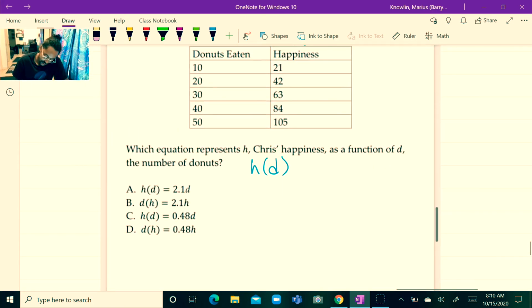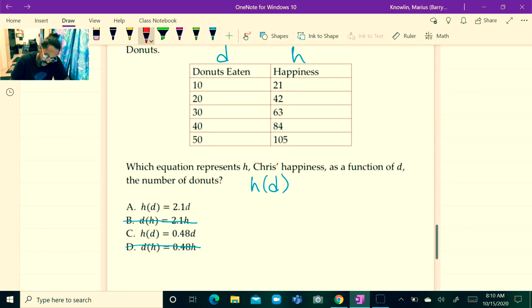Now, with just that alone, we know we can get rid of this expression, that equation and that equation, because it's not written correctly. Now, we just need to go ahead and figure out which equation it is. So, this is what we're going to do. We're going to figure out how much it's increasing by each time in the D category, which is plus 10, plus 10, plus 10, and plus 10. And in the happiness category, we're going to do the same thing to see what it's increasing by or decreasing by. Over here, it's positive. Each time it's increasing by 21.